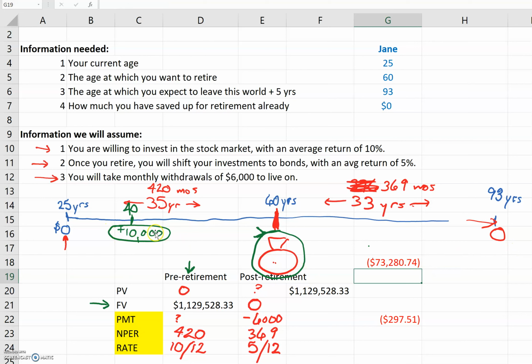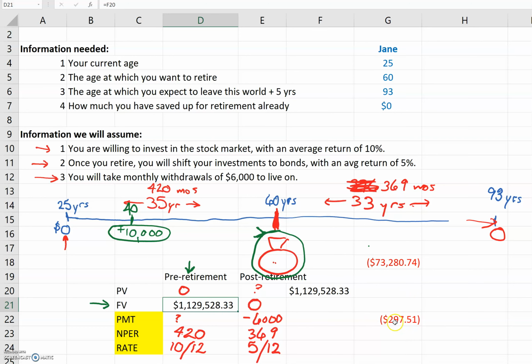All right. This $10,000 that Grandma is going to give us is worth $73,000. You can reduce this pile of money of $1.1 million by $73,000 now. And then you change this. Then your pre-retirement amount, your payment will change, if that makes sense. Because now you don't have to save $73,000 of this future value. So reduce this future value by that amount and solve again for payment. And you'll find out that you have to save even less than $297 a month.